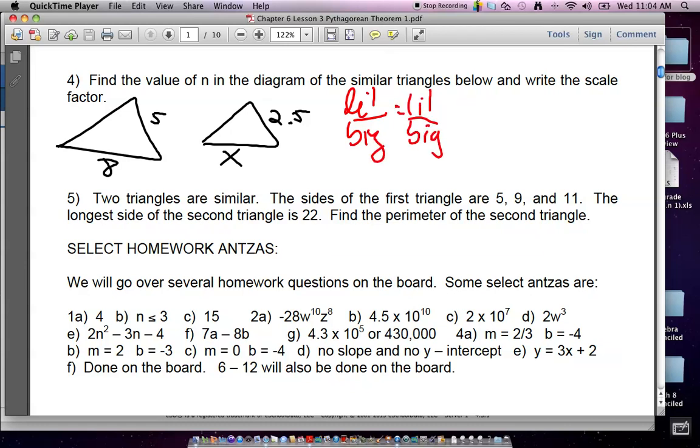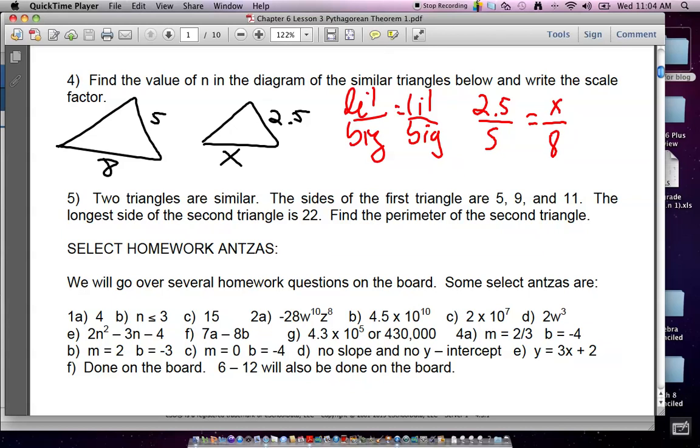Now, it doesn't matter which side I start with first. I'll go with the 2.5, but it's irrelevant. What side matches up with the 2.5 in the big triangle? Everybody? 5. And then the little side, x, matches up with the what? 8. Now, or the side of the little triangle for x, I should say.